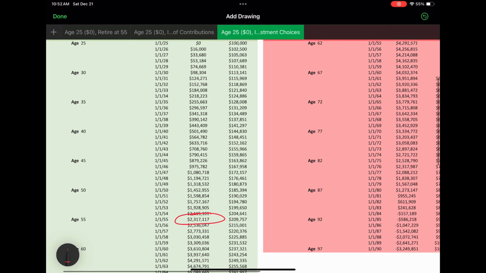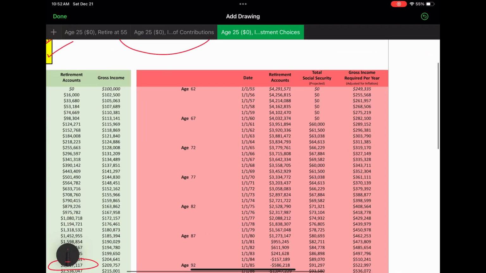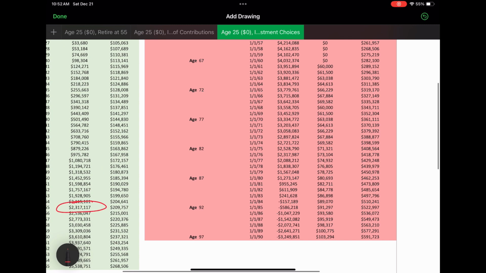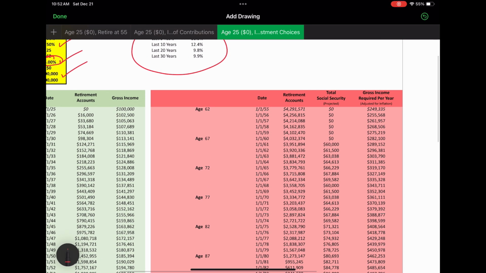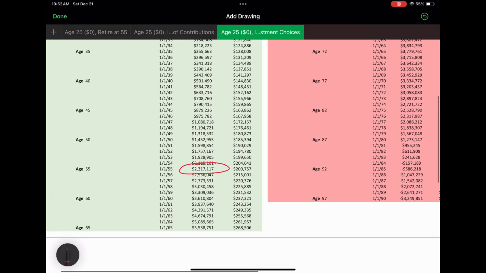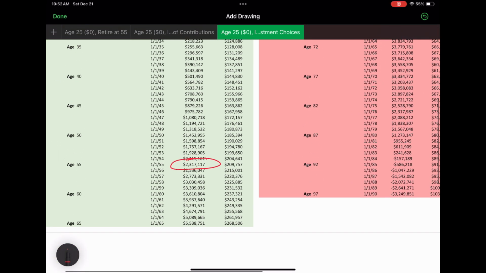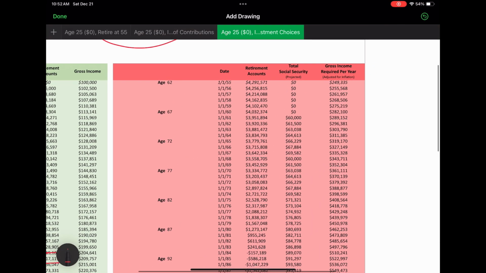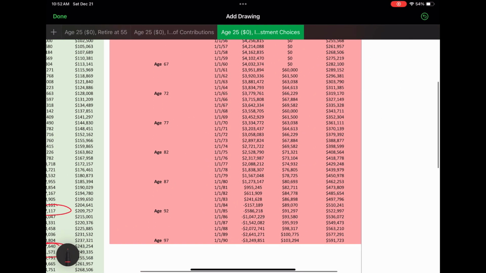Which means if we came over to the spending side, it wouldn't be enough. It would run out well before. This isn't showing that, but it would have run out well before. So through this analysis, I determined that we would have to wait until the age of 62, which is right here. That would give us $4.2 million at the age of 62, in order to not run out of money before we hit around the age of 90.